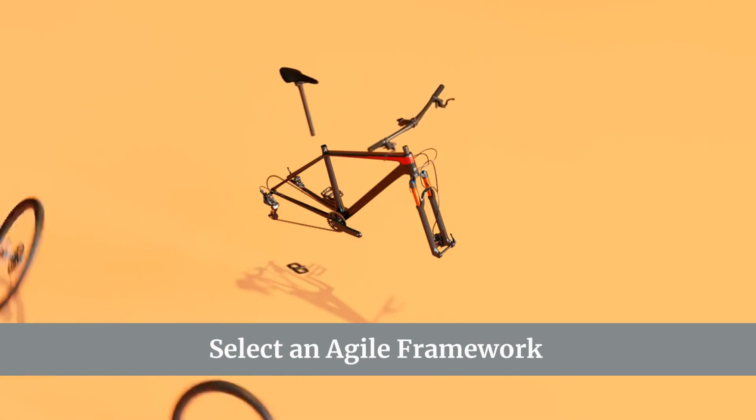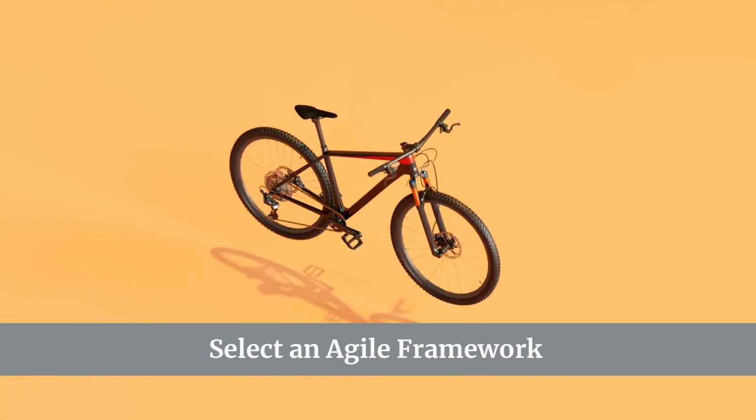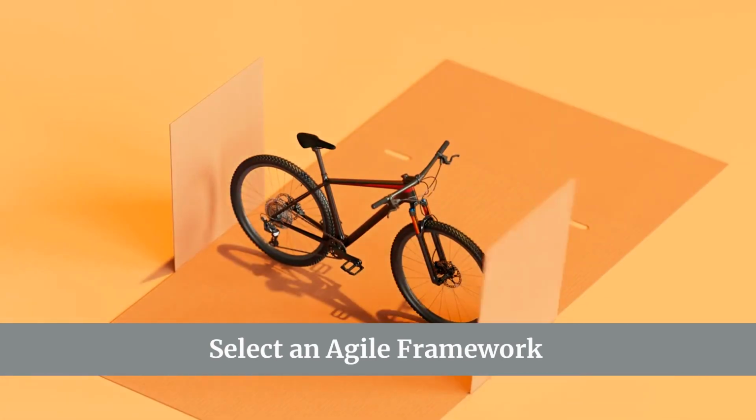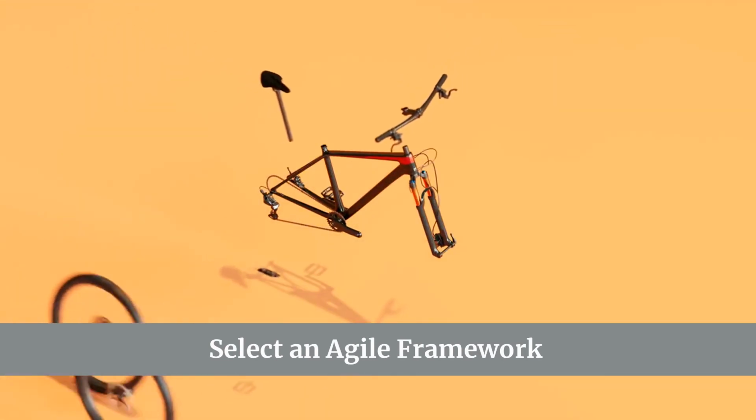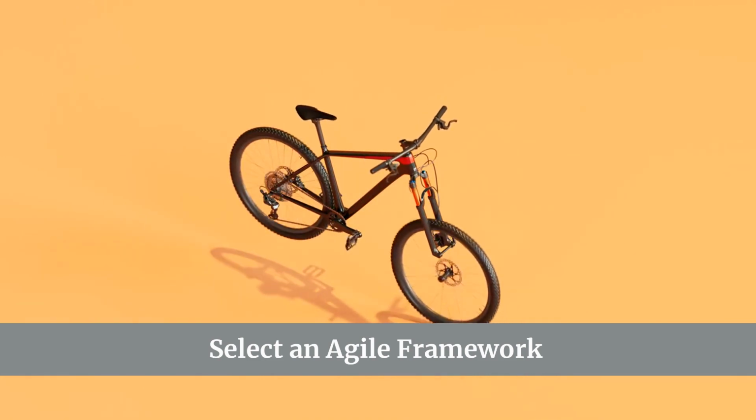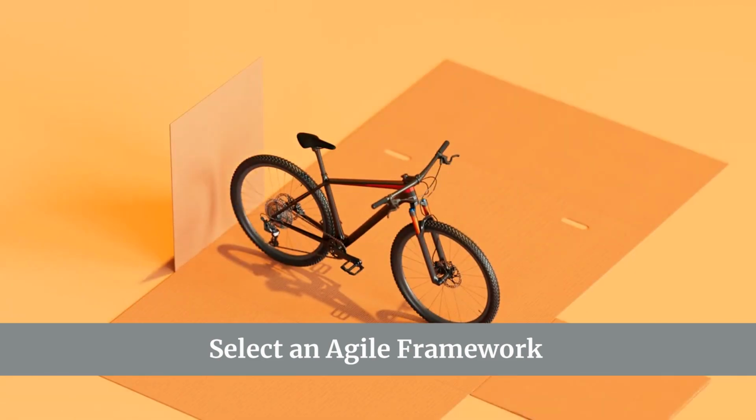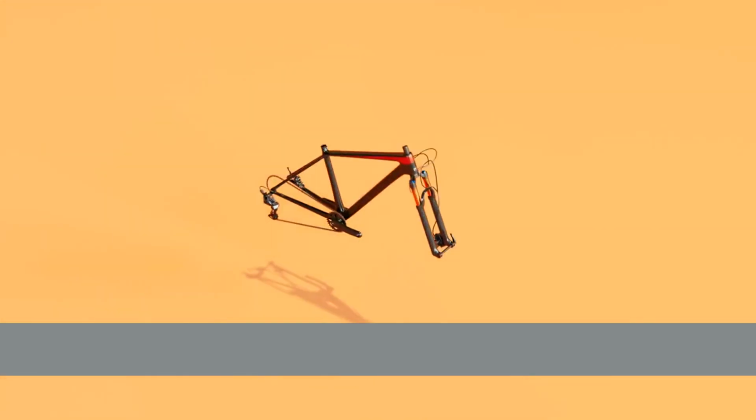Number 2, select an Agile framework. Choose an Agile framework that best fits your project requirements. Scrum, Kanban, and Lean are popular choices. Then tailor the chosen framework to suit the specific needs of your team and project.